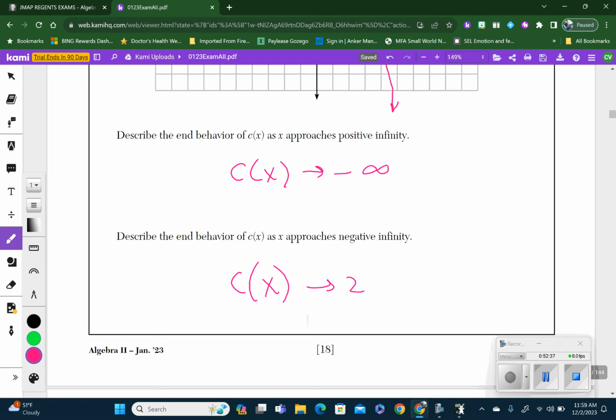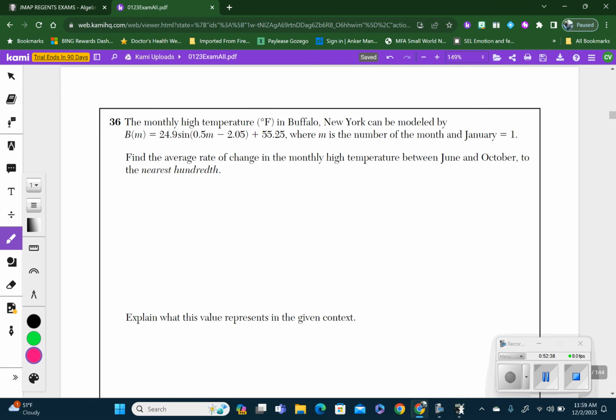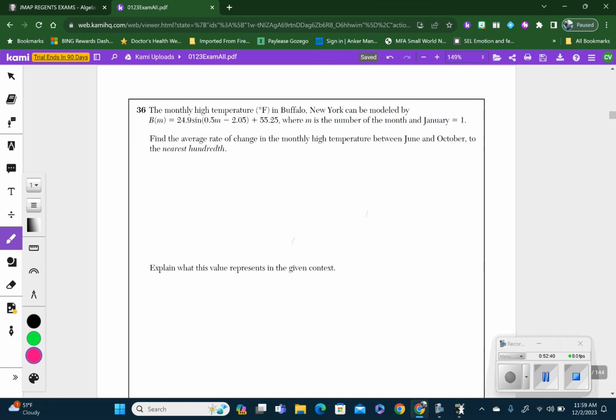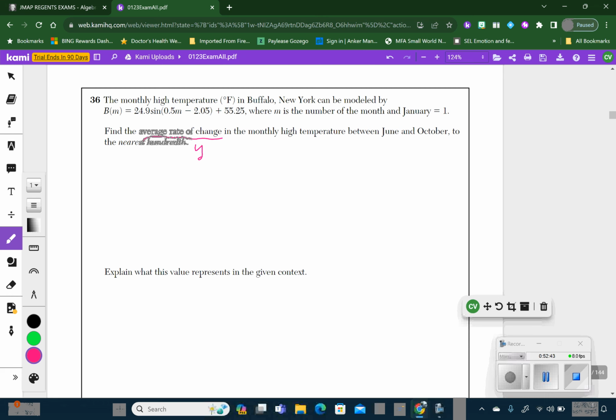All right. Average rate of change, lesson number 1, right? First formula that should come to mind, y2 minus y1 over x2 minus x1. So now this just becomes plug and chug, okay? So January is 1, June is going to be 6. So this is going to be month 6. So m equals 6. And October is month 10. So m equals 10. So I'm just going to plug some numbers in.